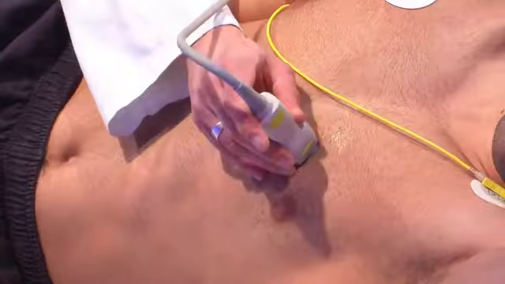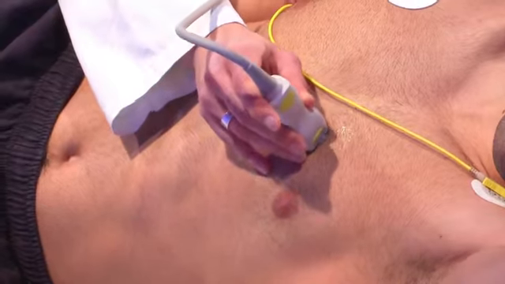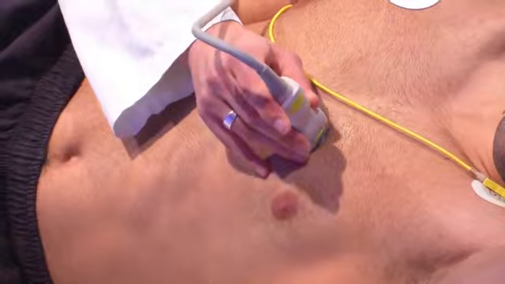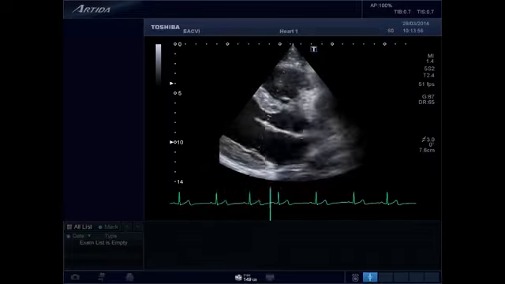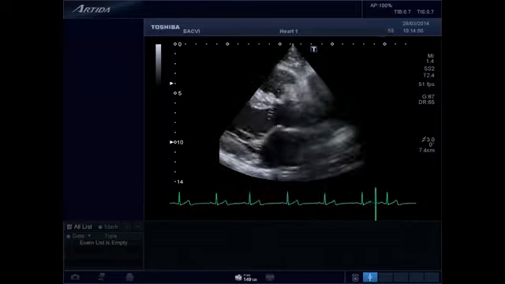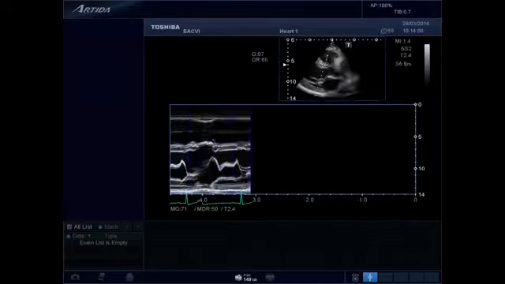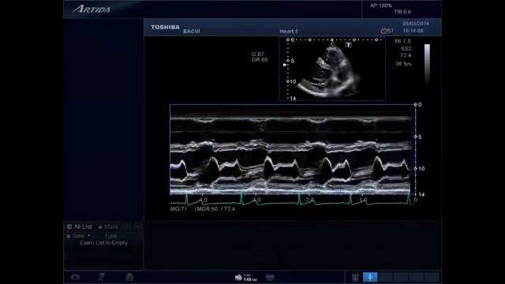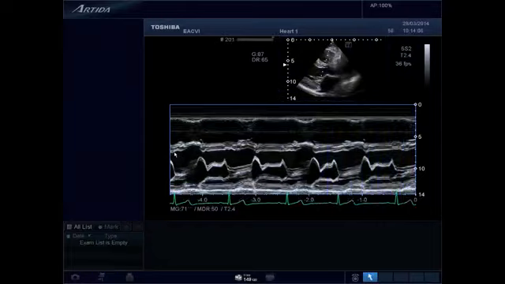So now I will try to obtain a Mmode on the mitral valve. So I put my cursor in the direction of the perpendicular to the mitral valve. And I will see the two leaflets. So here you have the septal wall, the inferolateral wall of the left ventricle, and here is the anterior leaflet of the mitral valve. You can see the E and the A wave, and here the posterior leaflet of the mitral valve, closing here.